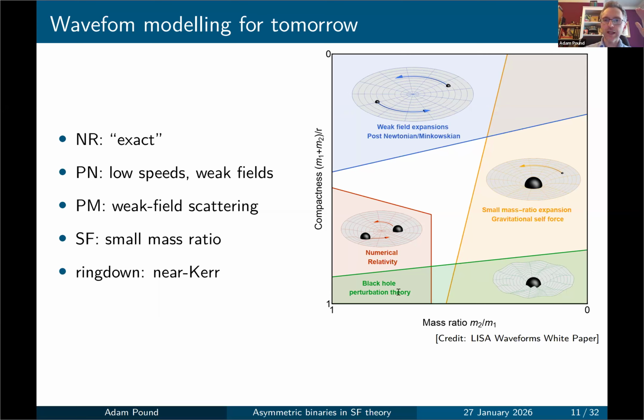Now, the prospect of seeing MRIs has motivated people over really the past 30 years to go over to this side of the diagram, at these high mass ratios where one object is much bigger than the other. And there you use this method called self-force theory, gravitational self-force theory, which I'll explain later on.